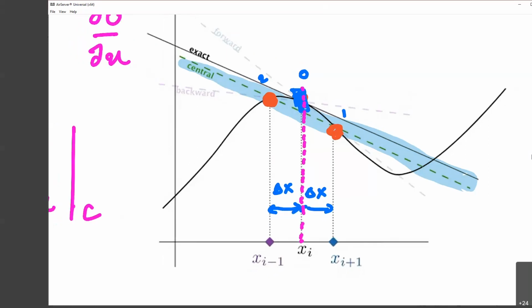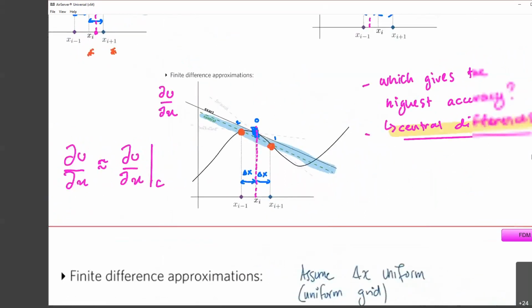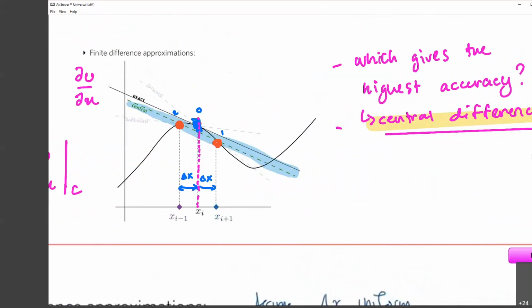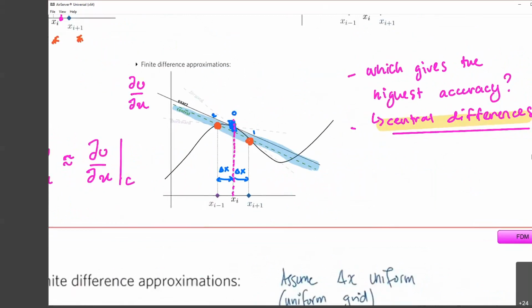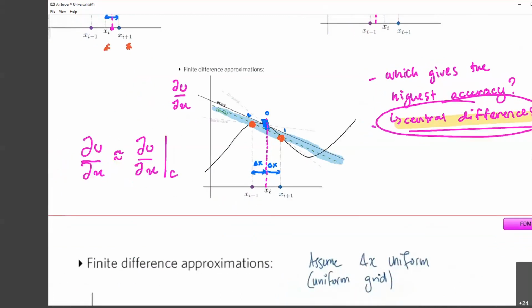As for the question of which approximation method gives the highest accuracy, you can see from the simple example just now that using the central difference method should provide the closest approximated value to the function that we want, or the du dx value.